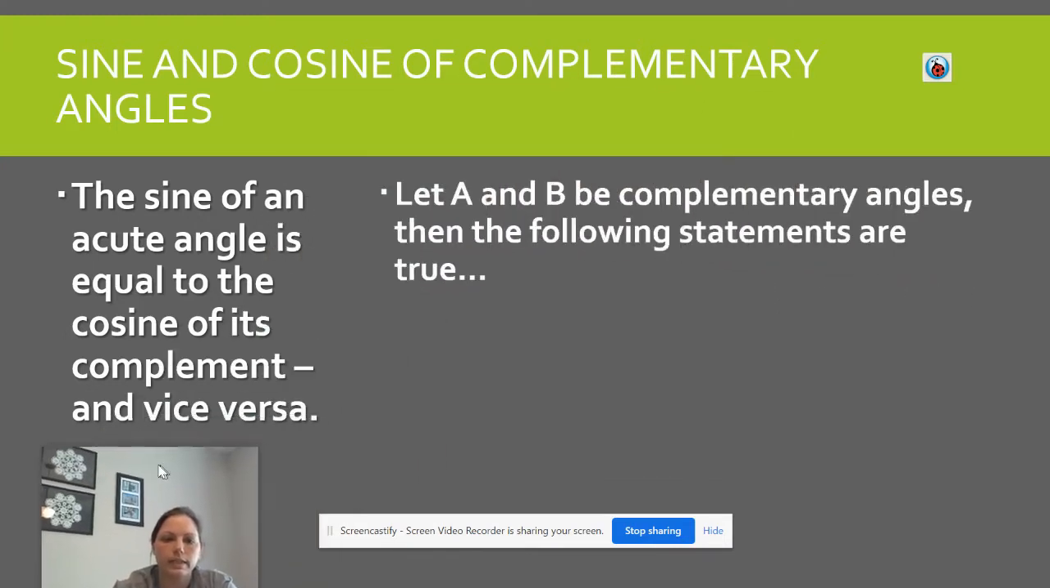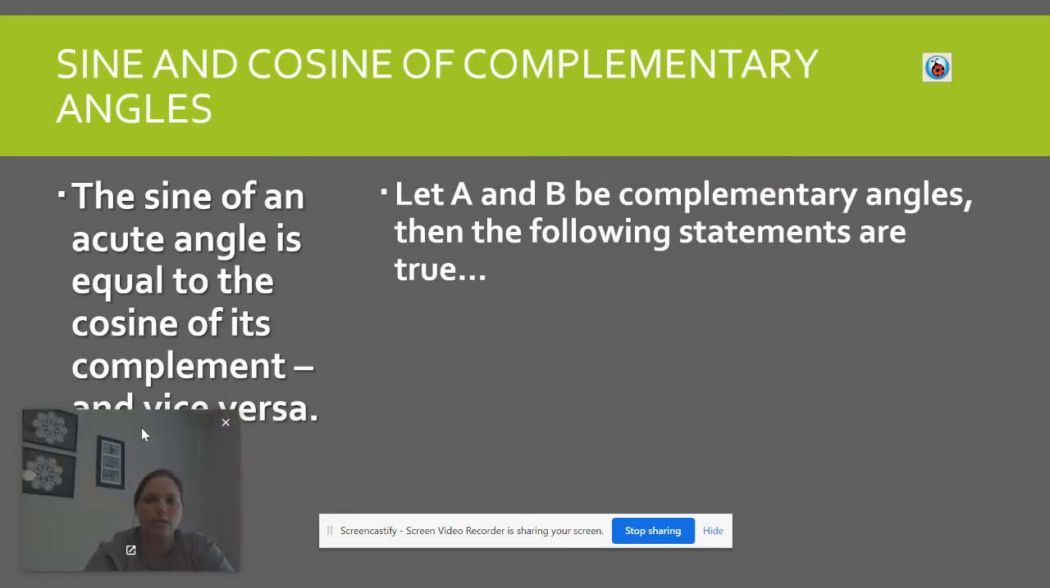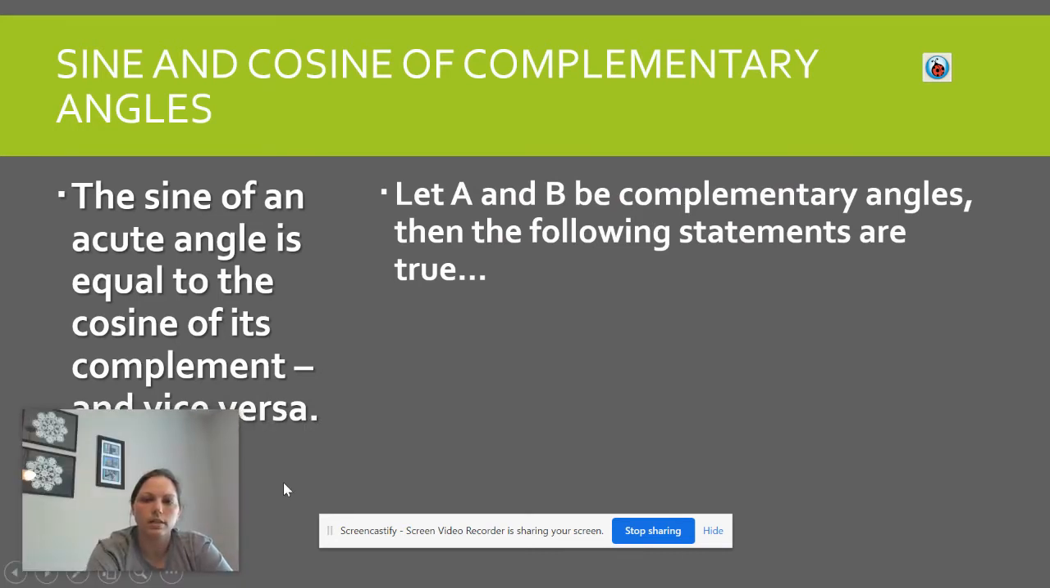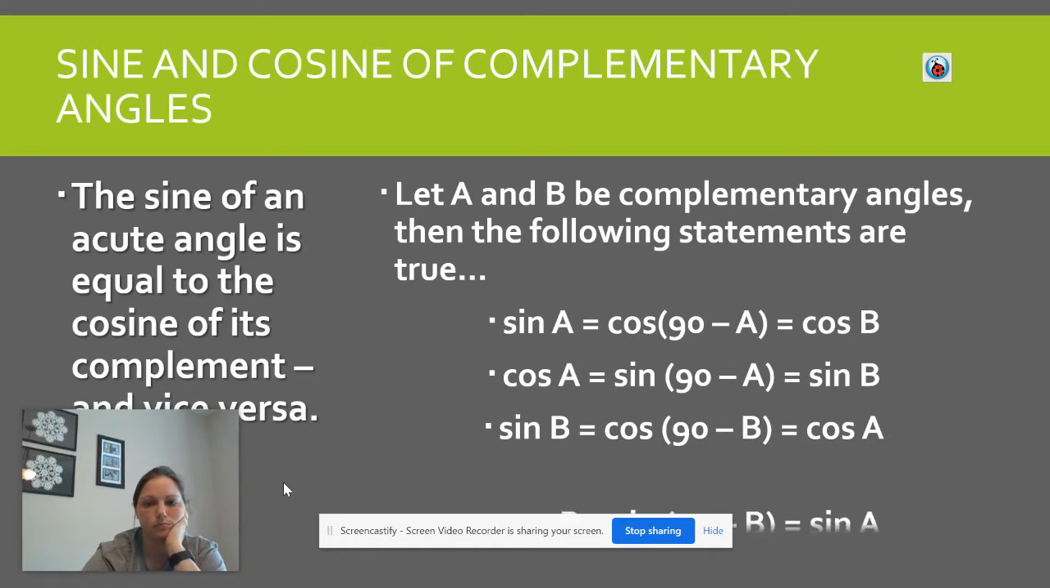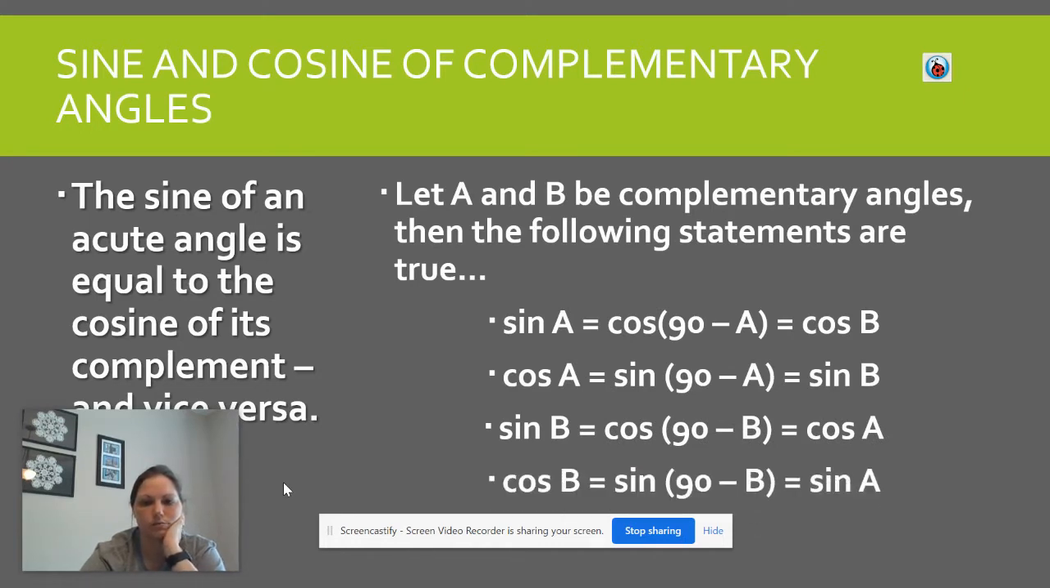Okay, so we're going to let A and B be complementary angles, and then the following statements are true. The sine of A is equal to the cosine of 90 minus A, or the cosine of B. And vice versa, the cosine of A is equal to the sine of 90 minus A, the complement, or the sine of B. Same thing, just a different angle.